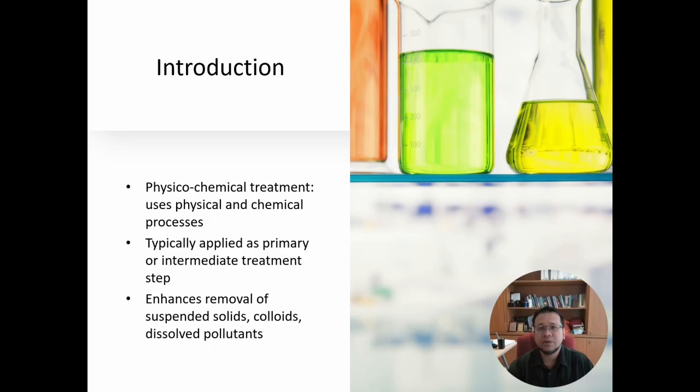Physicochemical treatment combines physical separation processes with chemical reactions to increase removal efficiency. These processes are commonly used as pre-treatment, primary treatment, or intermediate treatment before biological systems. They improve wastewater quality by removing solids, neutralizing charges, and eliminating contaminants that biological processes alone may not handle effectively.